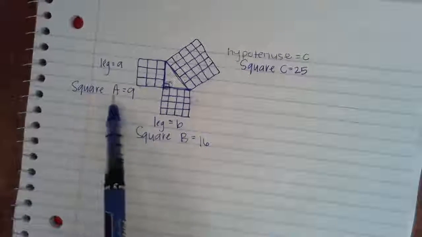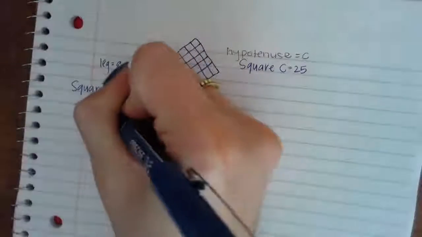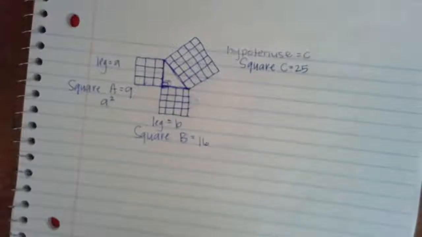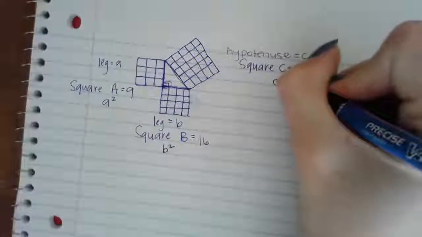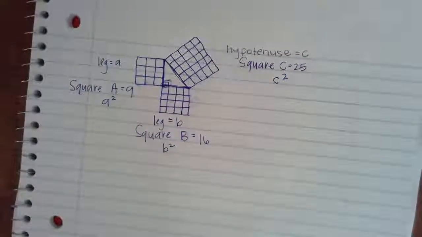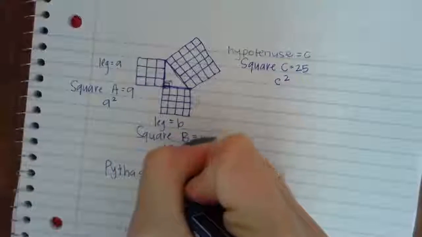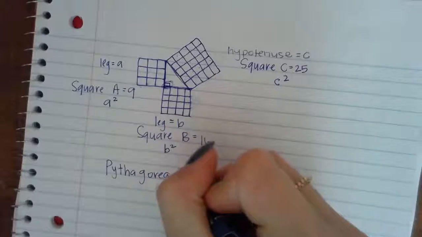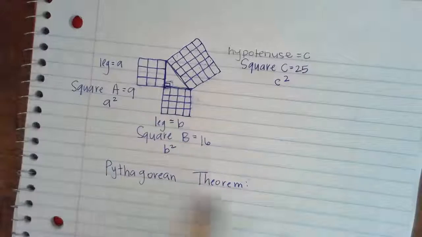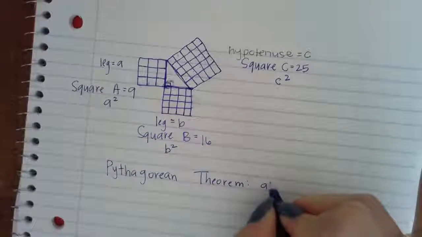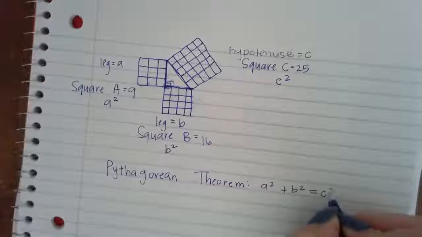Now, how can we represent square A mathematically? Well, we represent that by saying A squared. Same for B squared, and then C squared. There's a fancy formula called the Pythagorean theorem, which is named after Pythagoras. And the Pythagorean theorem tells us that A squared plus B squared is equal to C squared.